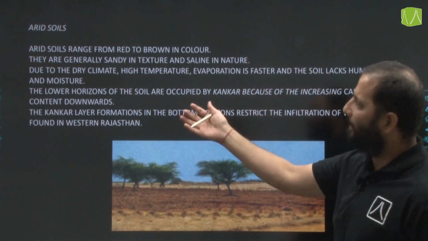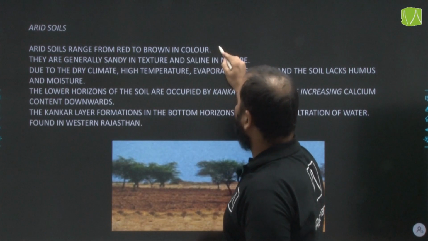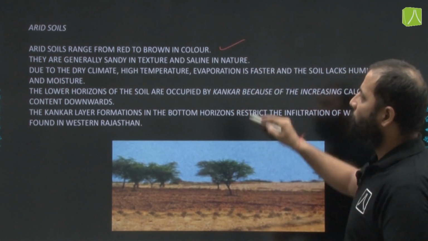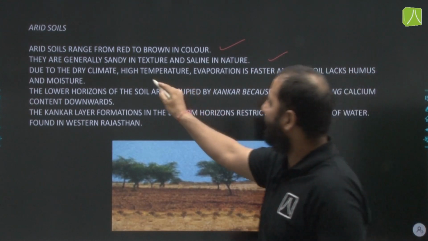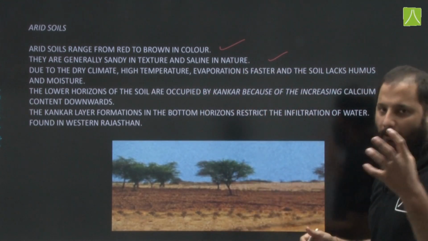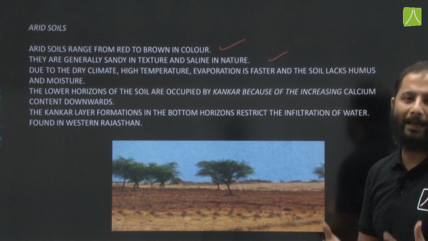Next is your arid soil. These soils range from red to brown in color and are generally sandy in texture and saline in nature. Due to the dry climate and high temperature, evaporation is faster in these soils and the soil lacks humus and moisture.